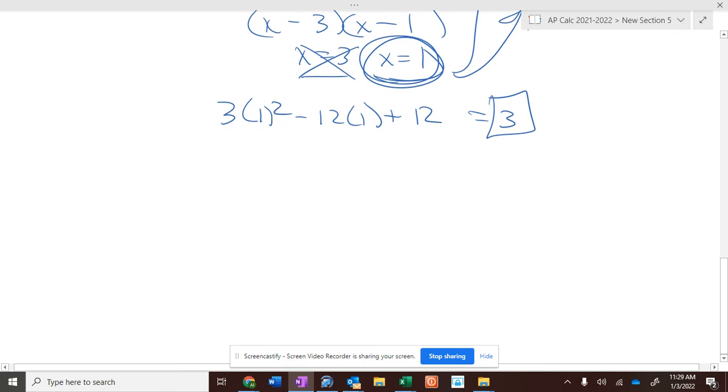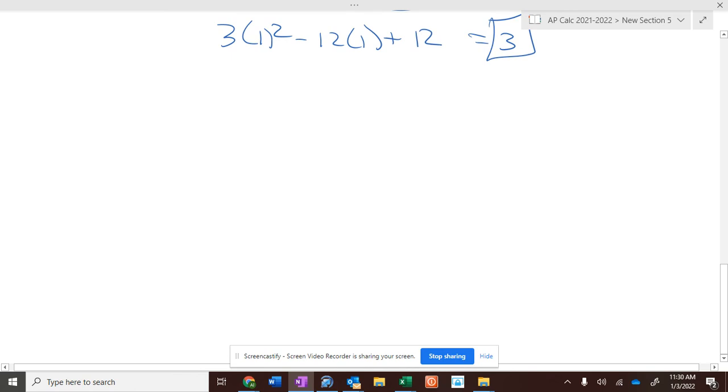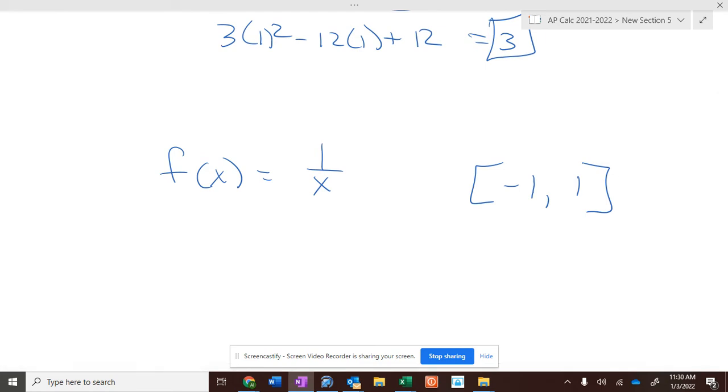where do we run into issues with the mean value theorem? Well, let's say I'm taking the function f of x equals 1 over x from negative 1 to 1. I'm going to have an issue with this. Because what are the two constraints? F must be both continuous and differentiable. So, if we look at this function, what does it look like?